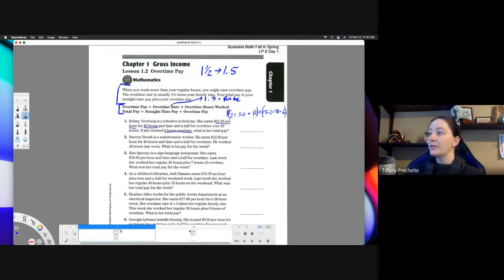So 21.50 times 40, that would be a regular 40-hour week. That's what her straight time pay would be. And then plus 1.5 times 21.50. Remember, that gives me her overtime rate, and then times however many hours she worked overtime. So when we multiply these together, let's see.